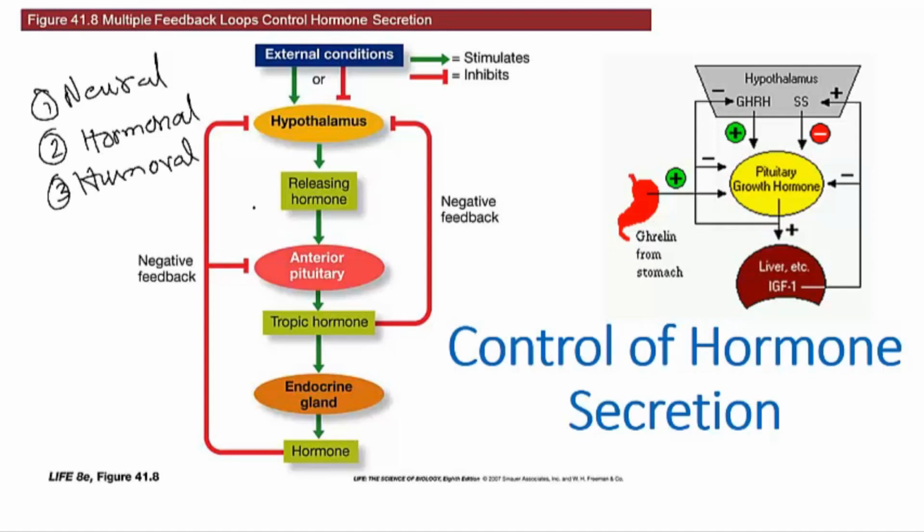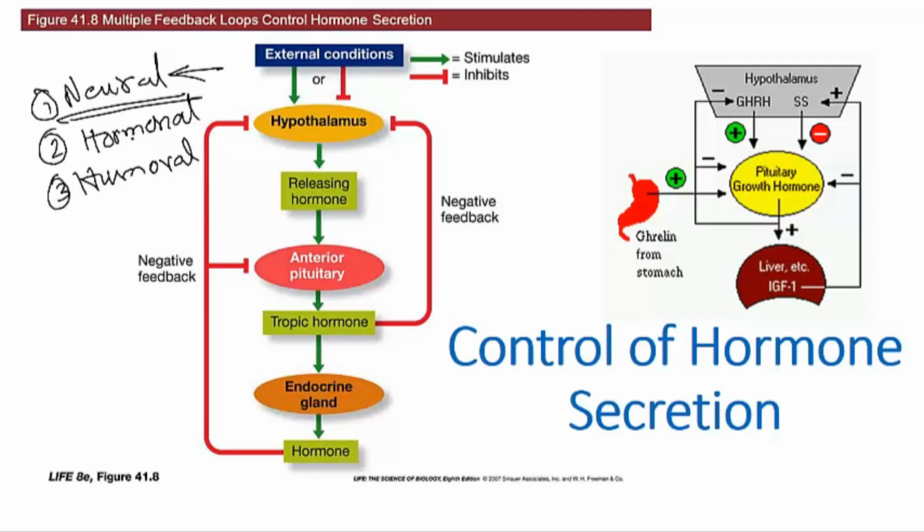The neural control occurs, for example, when the adrenal medulla, that is the medulla of the adrenal gland, is directly stimulated by the sympathetic nervous system. For example, epinephrine and norepinephrine reinforce the actions of this sympathetic nervous system there. That's one kind of neural control.